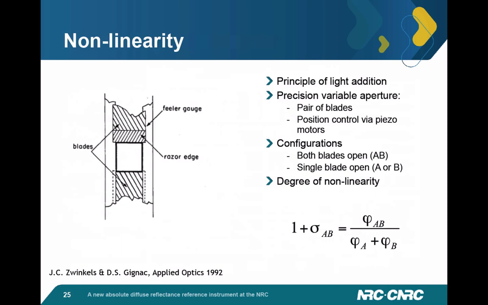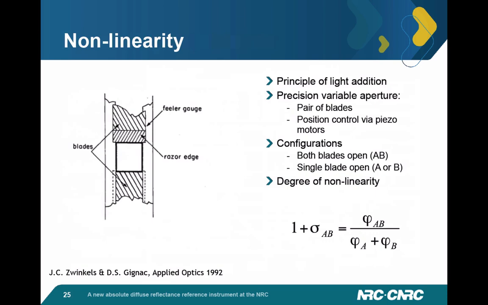The last thing that we've characterized to date is the detector nonlinearity. This is something that one generally worries about with photomultiplier tubes. We've done this using a variable aperture technique. This relies on the principle of light addition and a precision variable aperture that's used to modulate the amount of light reaching the detector. This is the device shown on the left here. It consists of a pair of blades. These blades are individually positionable via a directly coupled piezo motor, and they're symmetrically arranged about the optical axis.